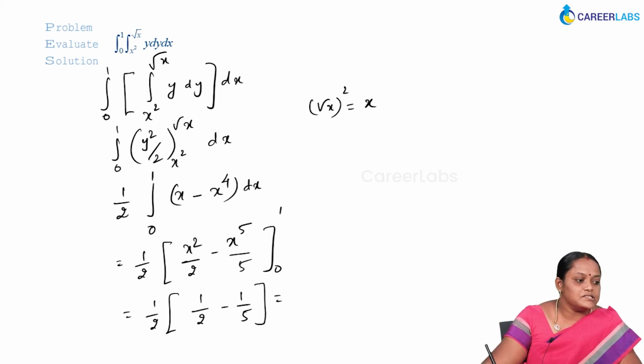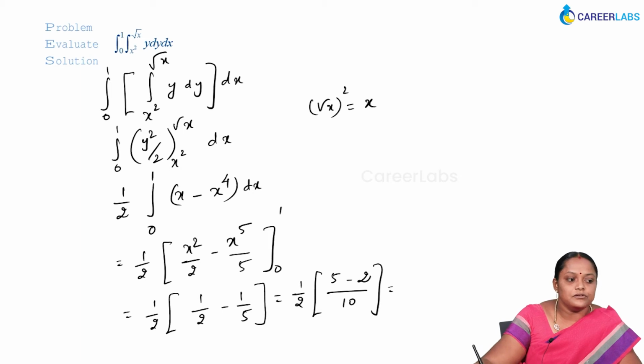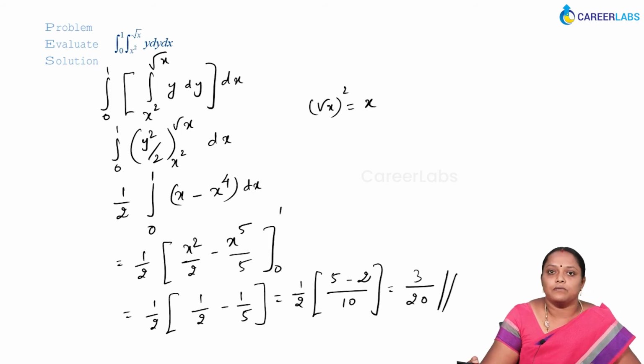So let us take the LCM now. So this is 1 by 2 times of 5 minus 2 divided by 10. So this is equivalent to 3 divided by 2 times 10 will give you 20. So the answer for this problem is 3 divided by 20, right?